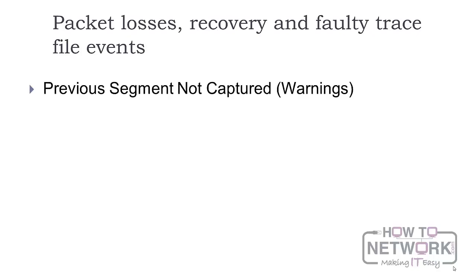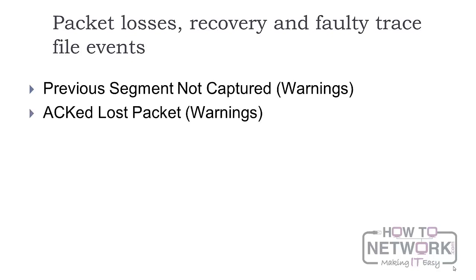Now, let's analyze events seen in the notes and warnings categories. In case of packet losses, recovery, or a faulty trace file, you can see the following events. Previous segment not captured occurs when one packet is missing in a trace file. ACKed unseen segment occurs when Wireshark saw a TCP ACK but didn't see the acknowledged data. If you see lots of such events, the trace file could be faulty because a SPAN switch could not catch up with all the packets.